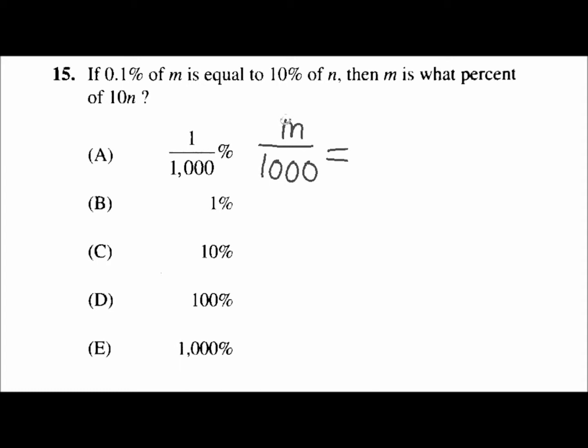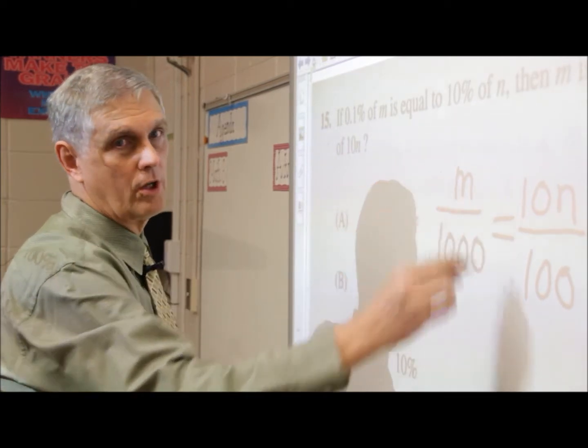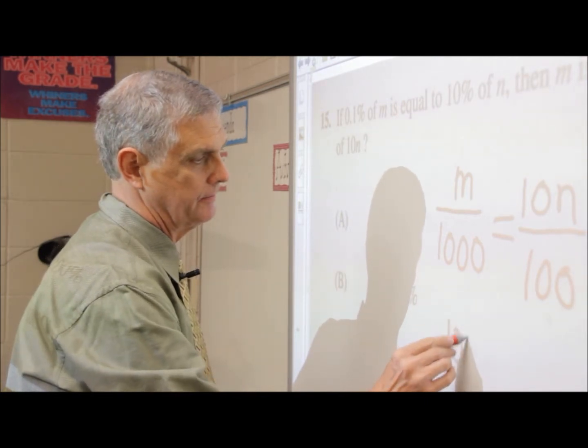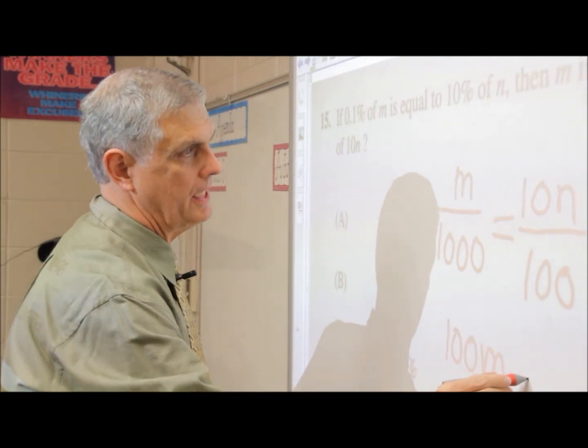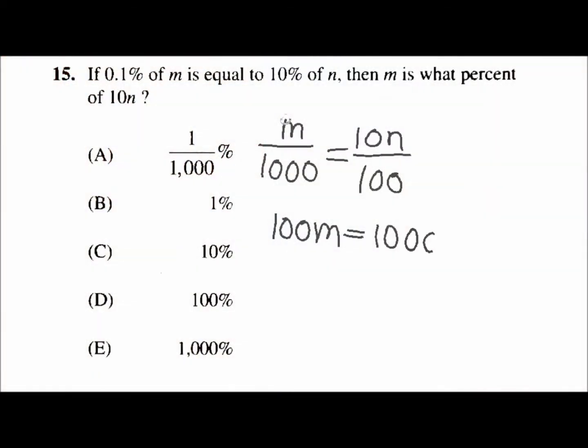10% of N. Now what's 10%? 10% as a fraction is 10 over 100. So that's the same as 10N over 100. See what I've done here? I've multiplied 10 over 100, which is 10%, times N. Now, once we set it up this way, we can cross multiply. And we get 100M equals 10,000N.